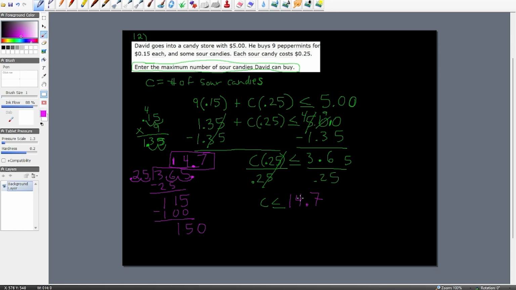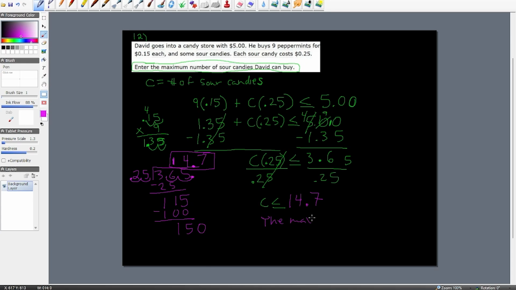Now, we need to read what this question is asking us carefully. It says, enter the maximum number of sour candies David can buy. So the most he can buy, you can't buy 0.7 of a candy, okay? You can either buy 14 candies or you can buy 15 candies. The most he could even purchase with his earning power is 14.7, but that's not possible to buy at a store. So our answer is going to be 14 candies.